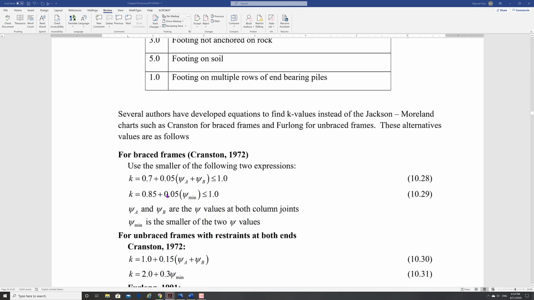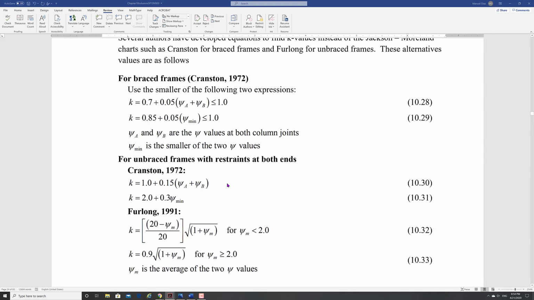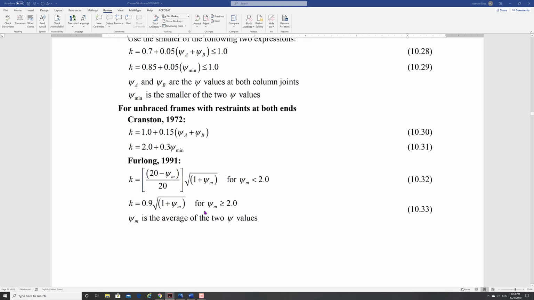Other people have worked out different formulas to come up with these k values. In this case, again, the psi A and psi B are the same as before, but they also have a psi minimum, which is the smaller of the two numbers that you got. And then you will get this. This will work for braced frames. Then for unbraced cases, there is this one right here. Furlong also did this for unbraced cases, where psi m is the average of the two values.